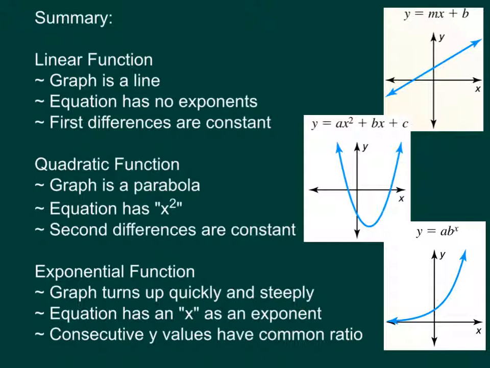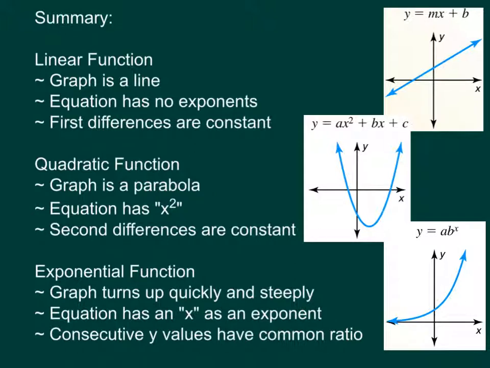In a quadratic function, the graph would be a parabola. The equation should have an x squared. And if it's factored, you'd have to multiply that out. Or if it's in vertex form, you could square the x minus h term to create your x squared, but it is in there even if it's hidden. And the second differences from a table would be constant.